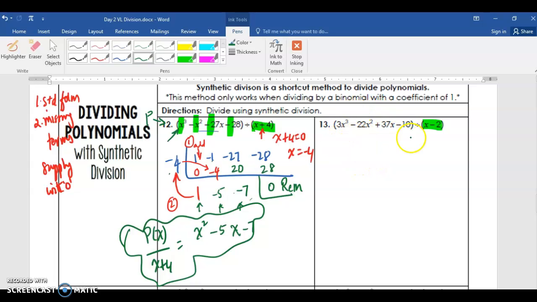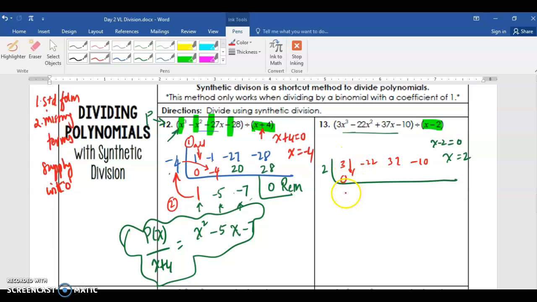Here we have 3x cubed minus 22x squared plus 37x minus 10. You're dividing by x minus 2. First step, equate it to 0. By the way, we have to make sure it's in standard form and there are no missing terms, and that's the case here. So here x is 2. Start out with the divisor. Now line up all the coefficients of the dividend, the polynomial, and immediately write a 0 underneath in the second row. Now add: 3 plus 0 is 3.